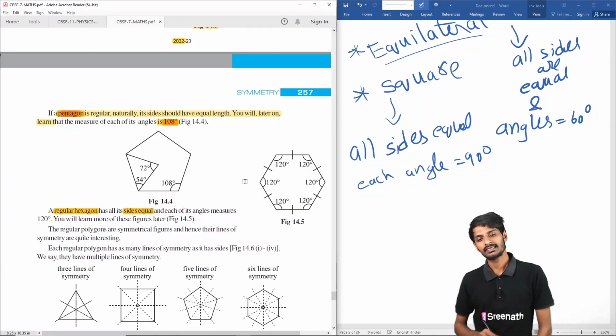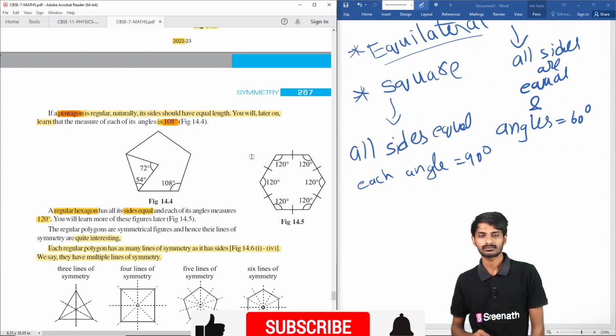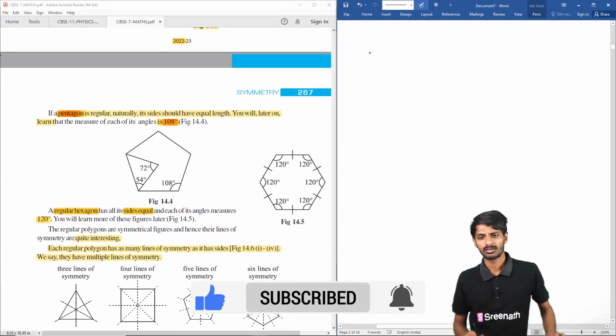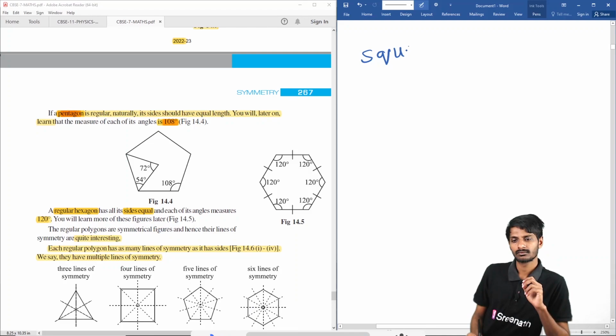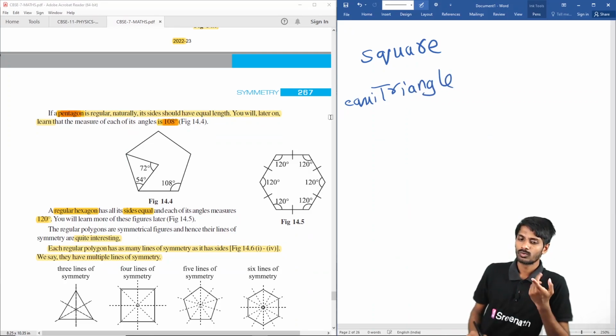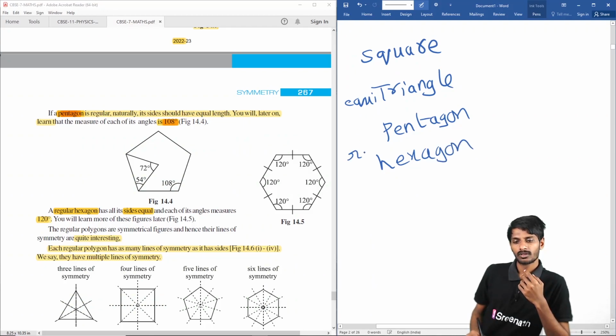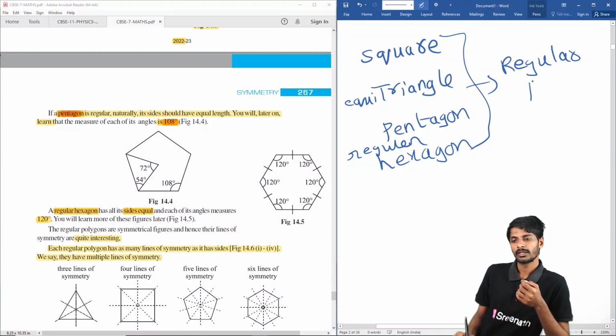Okay, and each angle measures 120 degrees. See here, 120 degrees. So it is also a regular polygon. So we are having the square, the equilateral triangle, the pentagon, and the regular hexagon. So all are regular polygons.